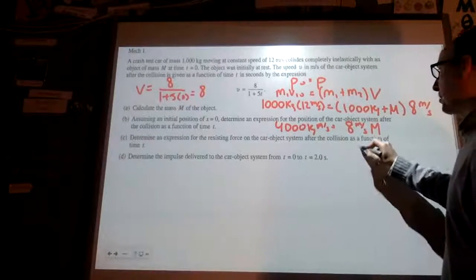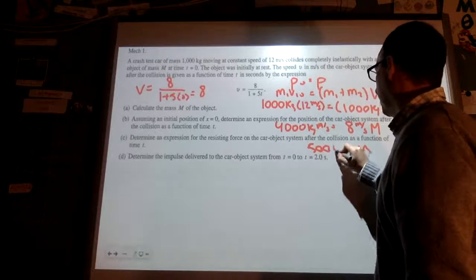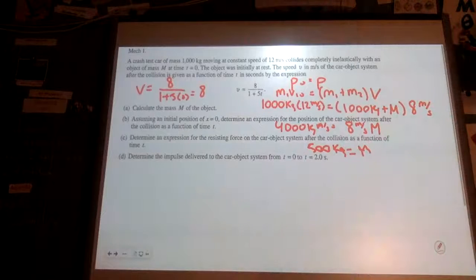And I'm going to divide by 8. And so M is going to be equal to 500. I think that's correct.